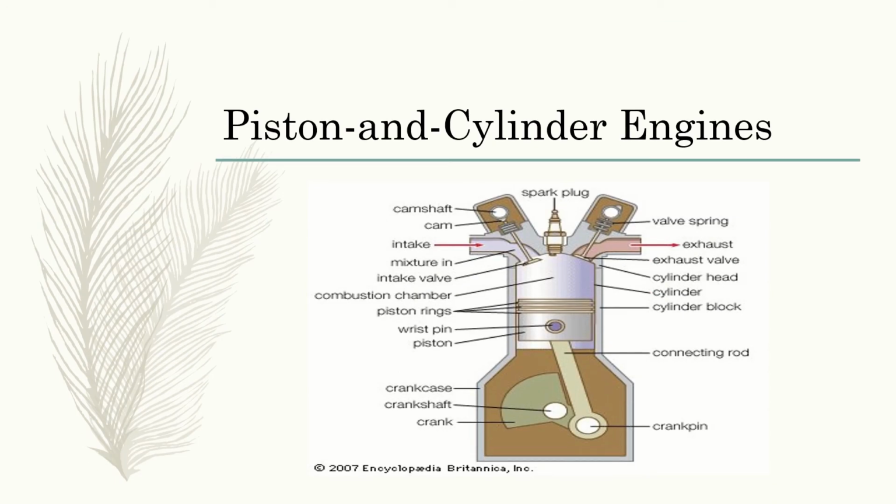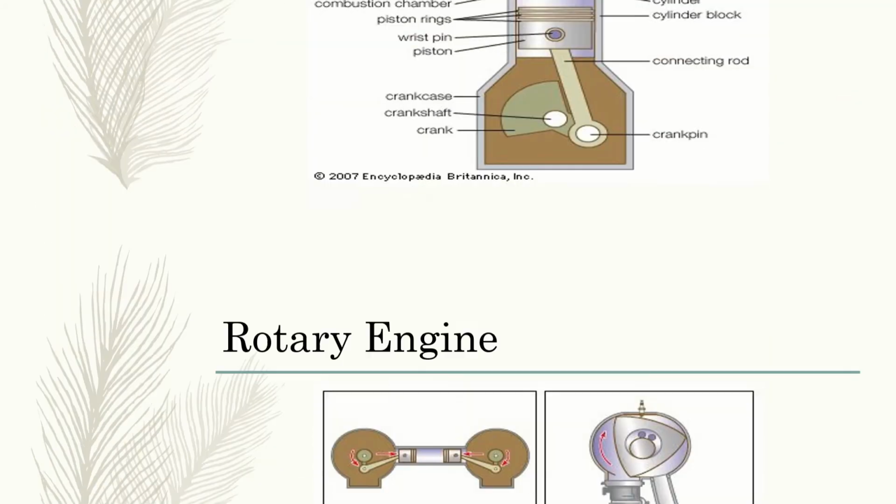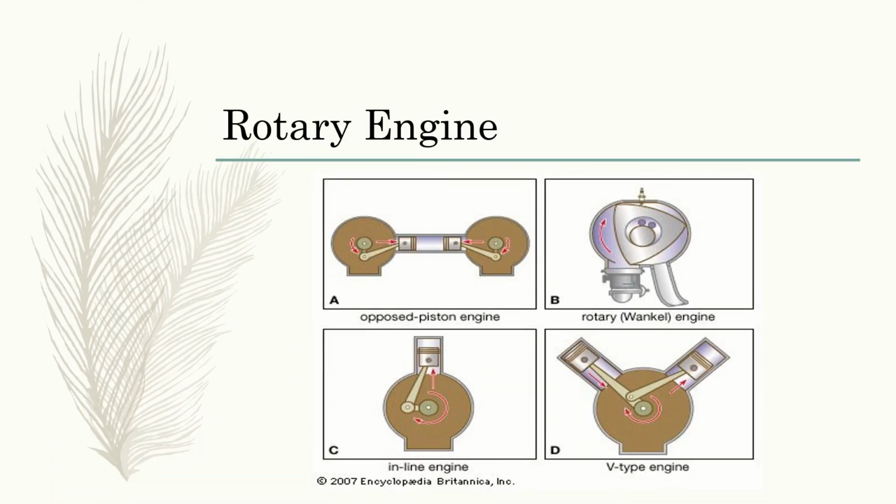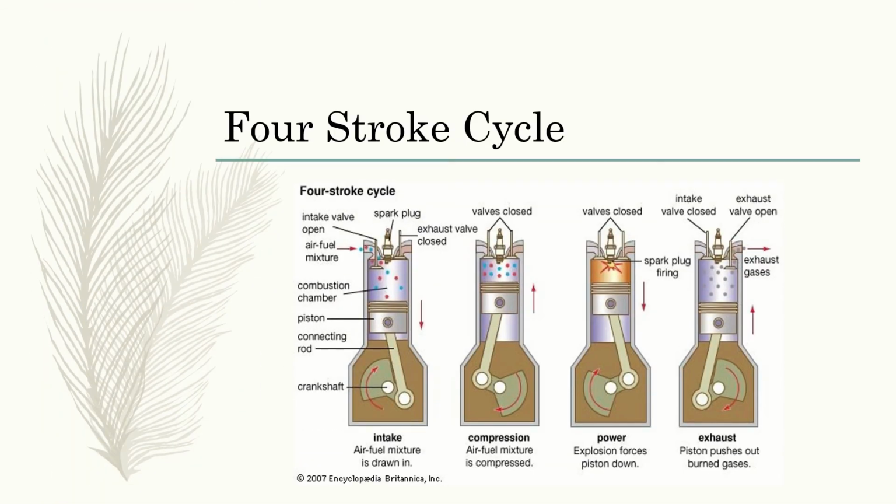So on the left side, you can see the piston and cylinder engine, and on the right side you can see the rotary engine. So here we will start with the piston and cylinder engine. The piston and cylinder engine has two types of cycle. The first type is the four-stroke cycle, and the second type is the two-stroke cycle.